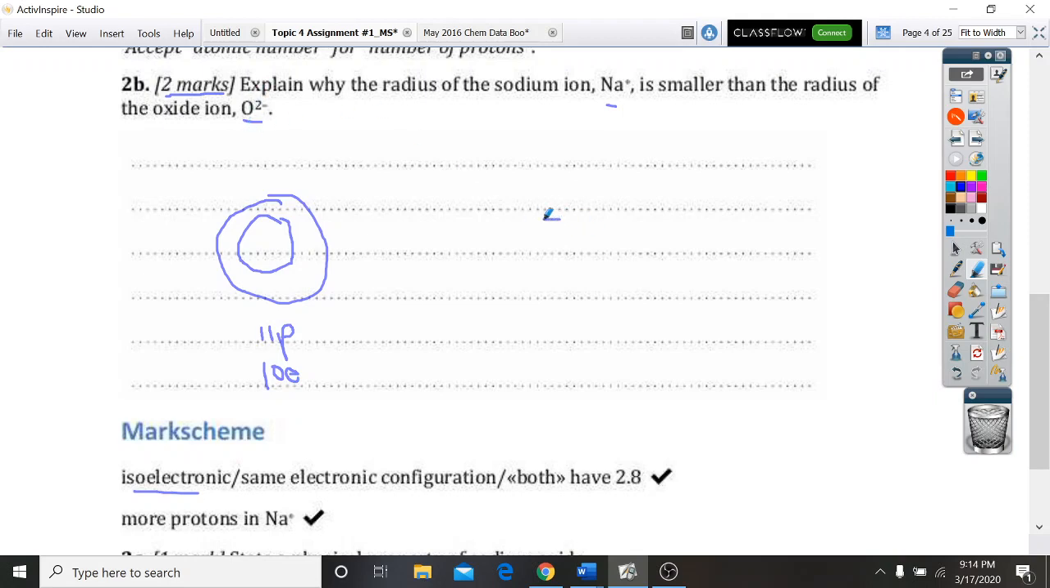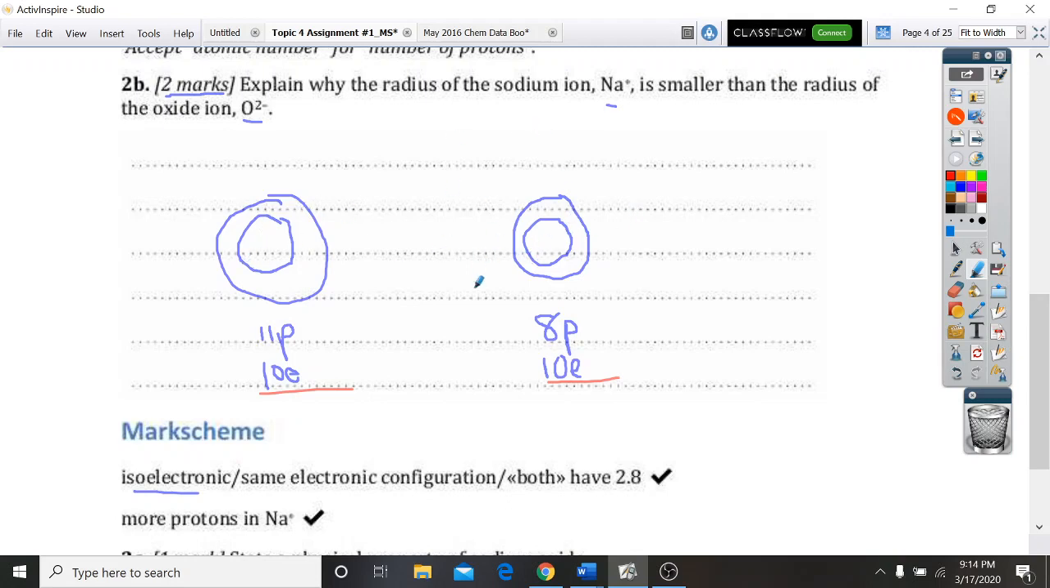O2- always has 2 energy levels, and the only difference is it gains 2 electrons from the outside. So oxygen, which is number 8, starts off as 8 protons and 8 electrons, but because it gains 2, it has 10 electrons. That means what I can say about these 2 that they have in common is they both have the same electron configuration. They both have 10 electrons. They both have 2 energy levels.